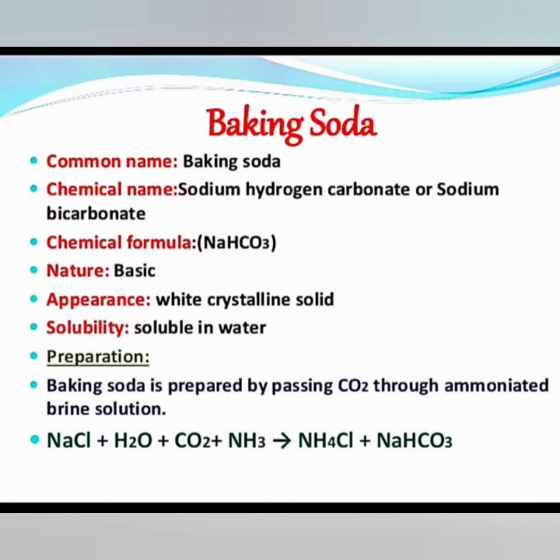This important compound is prepared. How is it prepared? Baking soda is prepared by passing carbon dioxide gas through ammoniated brine solution. So what is this ammoniated brine solution? You know that brine means aqueous sodium chloride or common salt solution, and when we pass ammonia gas through it, it becomes ammoniated brine solution. So NaCl plus H2O plus NH3 is the ammoniated brine solution, and when carbon dioxide gas, that is CO2, is passed through this, we get the compound baking soda, that is NaHCO3, and NH4Cl is the byproduct.